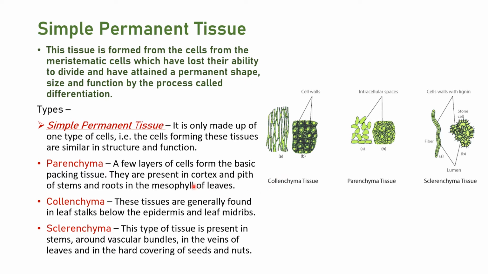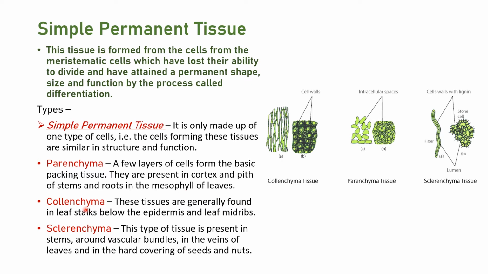They are present in the cortex, in the pith of the stem, in roots, and in the mesophyll of the leaf. Mesophyll cells are a type of cells present in leaves, right? So parenchyma is present there also, because what is the basic function of parenchyma? Packaging as well as storage of food. And we know that each and every cell needs food for energy, right?